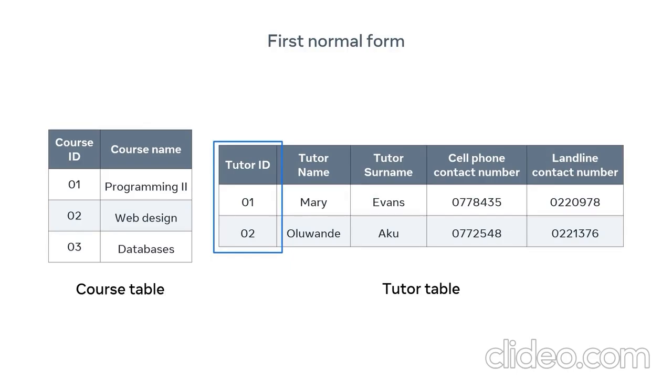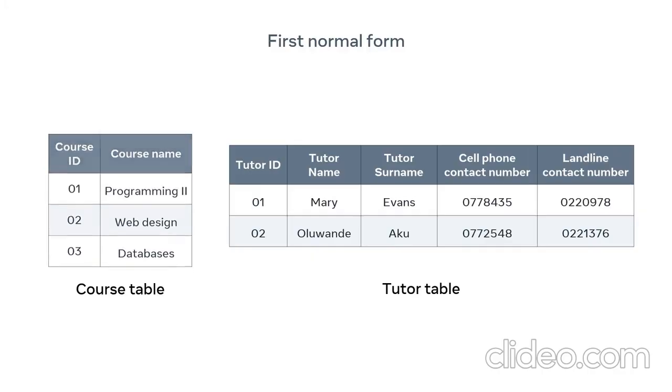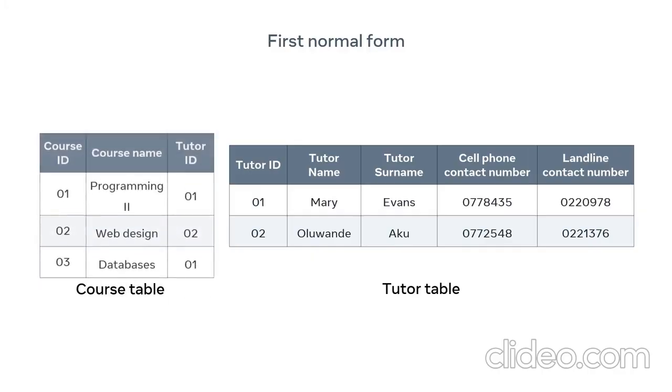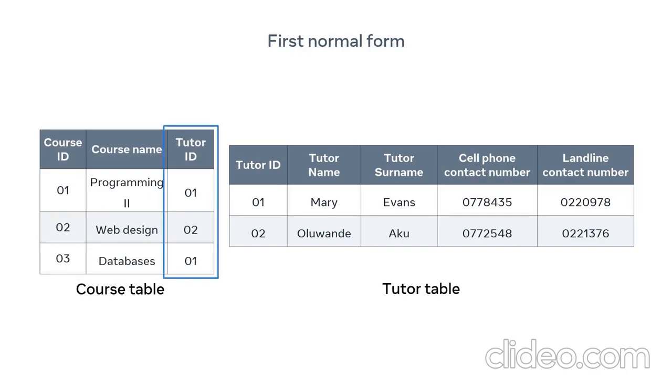Now I need to assign a primary key to the tutor table, so I select the tutor ID column. I've solved the problem of data atomicity, but I also need to provide a link between the 2 tables. I can connect the 2 tables by using a foreign key. I just add the tutor ID column to the course table. Now both tables are linked. I've now achieved data atomicity and eliminated unnecessary repeating groups of data. You should now be familiar with 1NF and the rules that you should apply to avoid it.